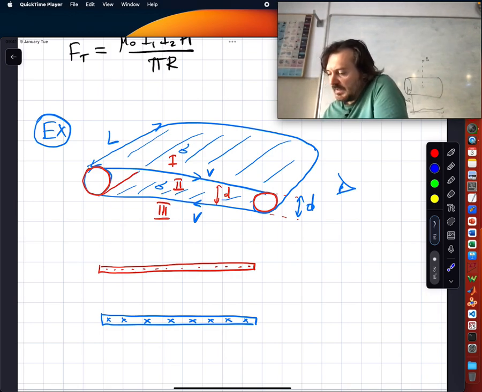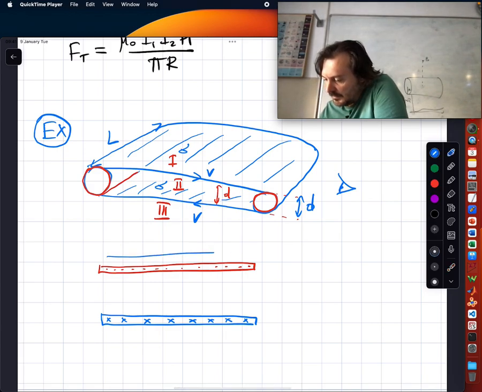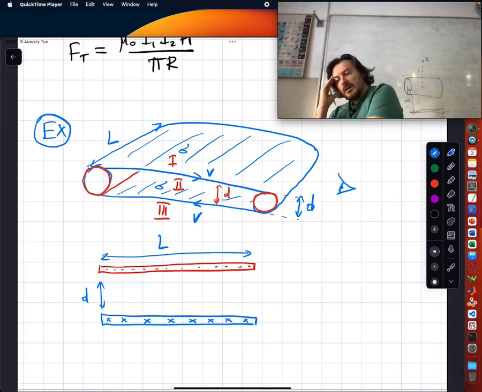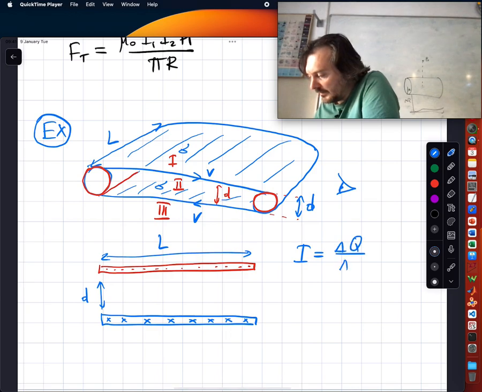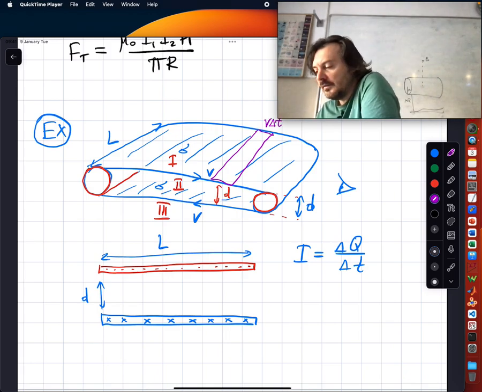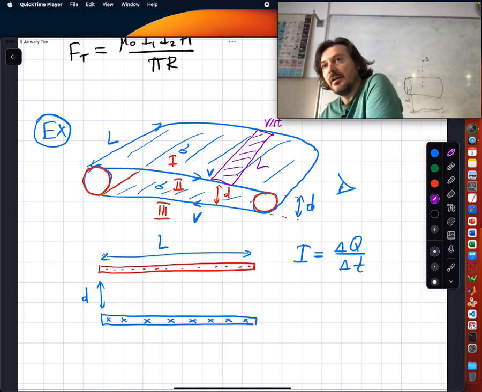All right. Then let's find these currents. So this length is L, and this distance is D. We are going to use Ampere's law, but let's find the current. Current is, let's call it delta Q over delta T. How much delta Q do you have, for example, in this section? So in time delta T, you have V times delta T, right? And V times delta T times L is the area.